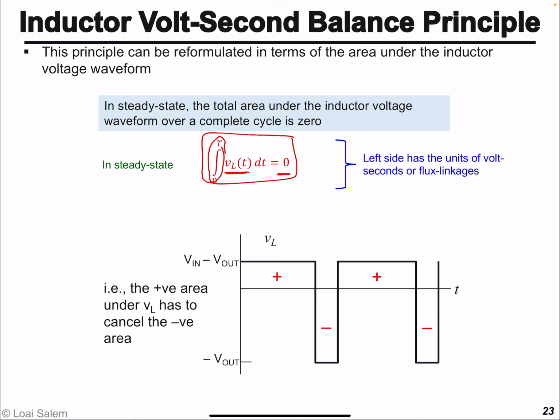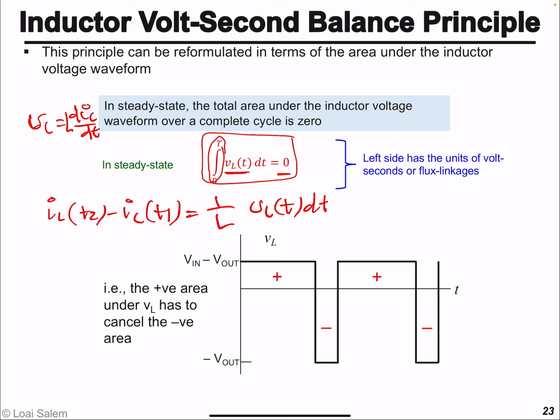How did we reach that? Well, we know that the voltage across the inductor equals L di_L by dt. So if we do the other way around, we reach that I_L of T2 minus I_L of T1 is equal to 1 over L times the integral of the inductor voltage dt from T1 to T2.